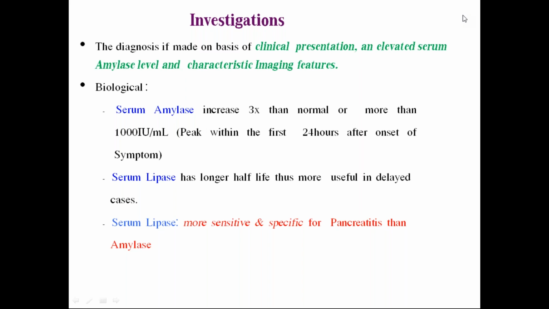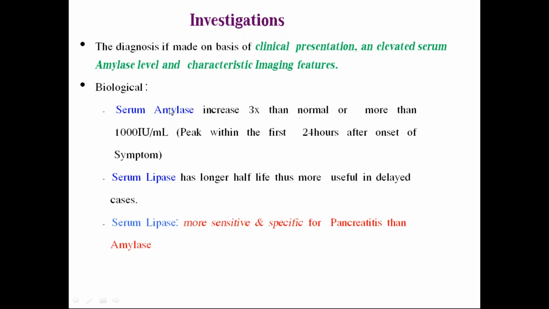Serum amylase increases fast and comes down very fast. So early in the course of the disease, serum amylase increasing to 3 times the normal value, or roughly more than 1000, is confirmatory. 3 to 5 times the normal value is suggestive of acute pancreatitis.